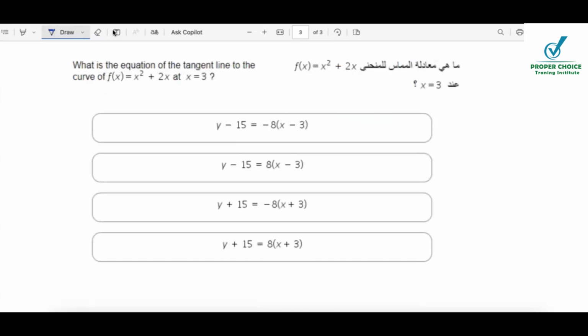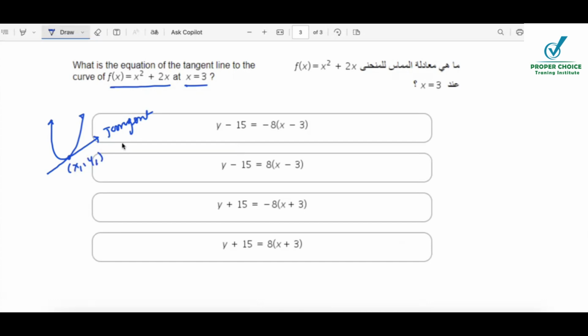Question number 4 says, what is the equation of the tangent line to the curve of f(x) equal to x square plus 2x at x equals 3? They are asking me what is the equation of the tangent line to this curve. Suppose I am graphing it, this is the function f(x). And if this function is touched by a line, which we call the tangent line, at the coordinate point, let's take (x1, y1). Now they're asking me what is the equation of this.